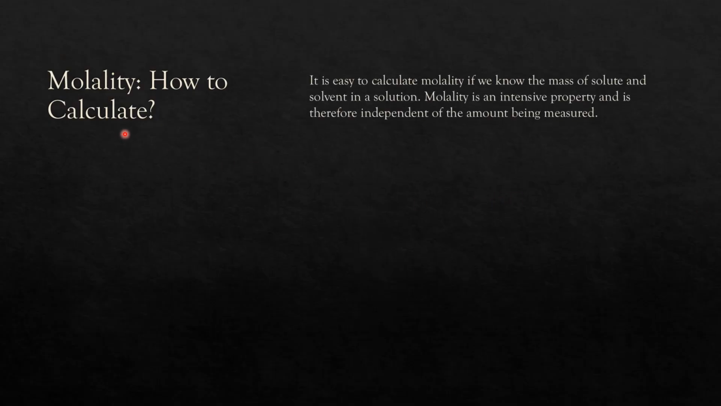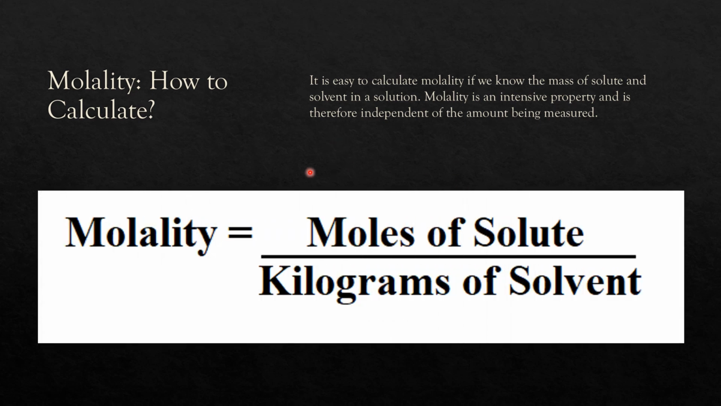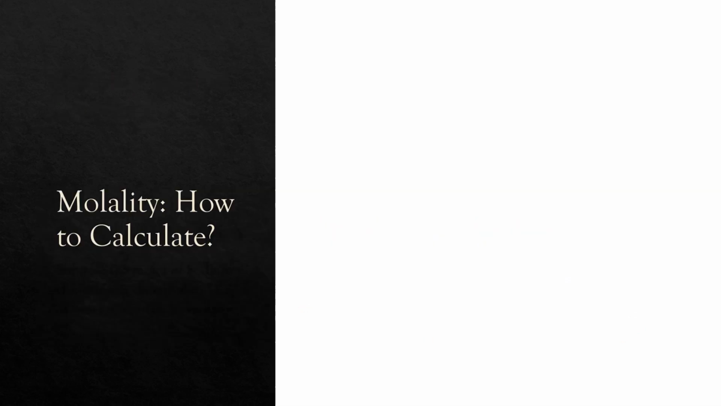How to calculate molality? It is easy to calculate molality if we know the mass of the solute and the solvent in a solution. Molality is an intensive property and is therefore independent of the amount being measured. So this is our formula for molality: moles of solute divided by the kilograms of our solvent.